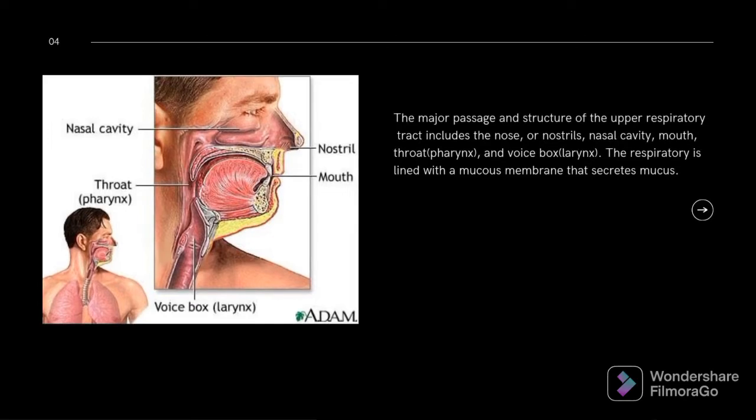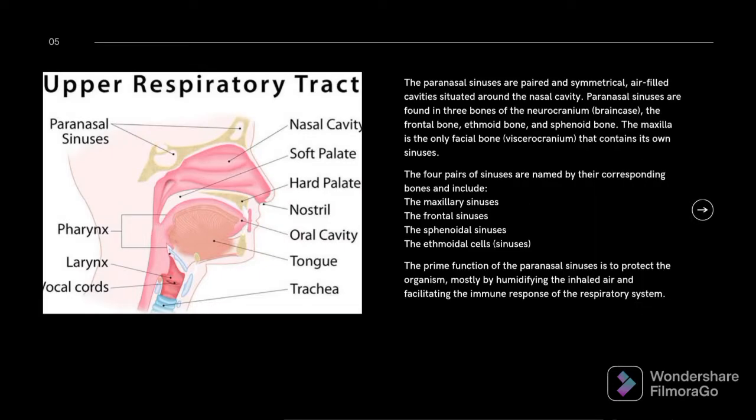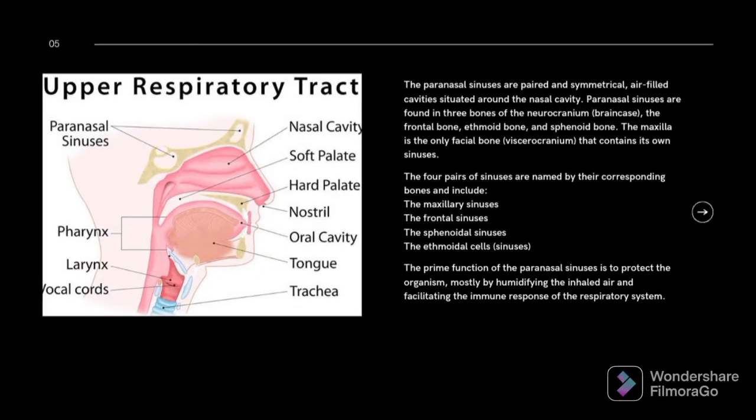The nasal cavity is connected to four sinuses, which are air-filled spaces inside the bones that surround the nose, called the paranasal sinuses. These are the frontal, ethmoid, sphenoid, and maxillary sinuses. Those sinuses help make the air warm and moist. They also act like tiny chambers that help amplify the sound of your voice.